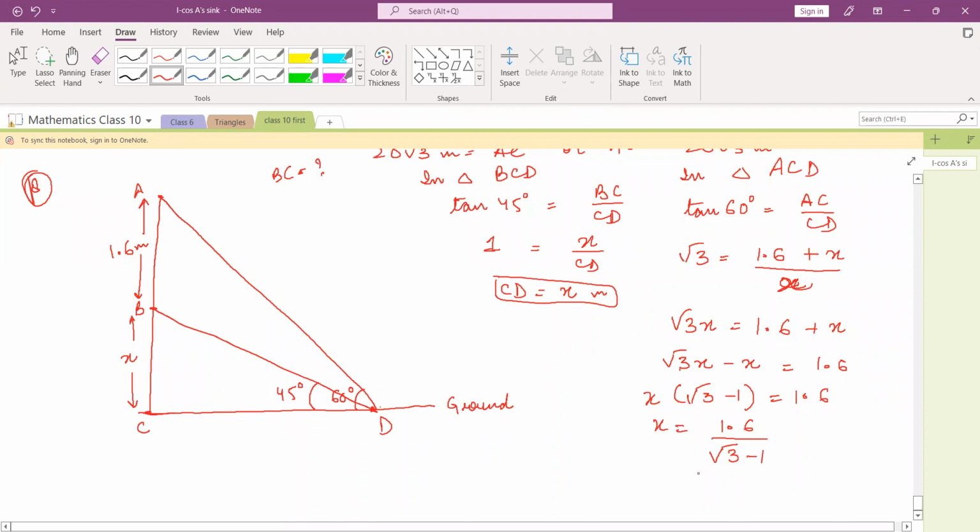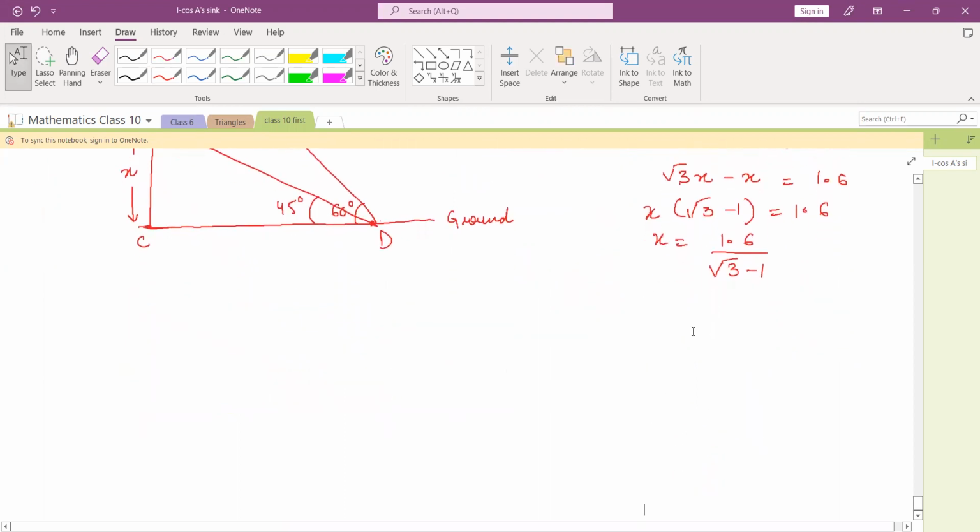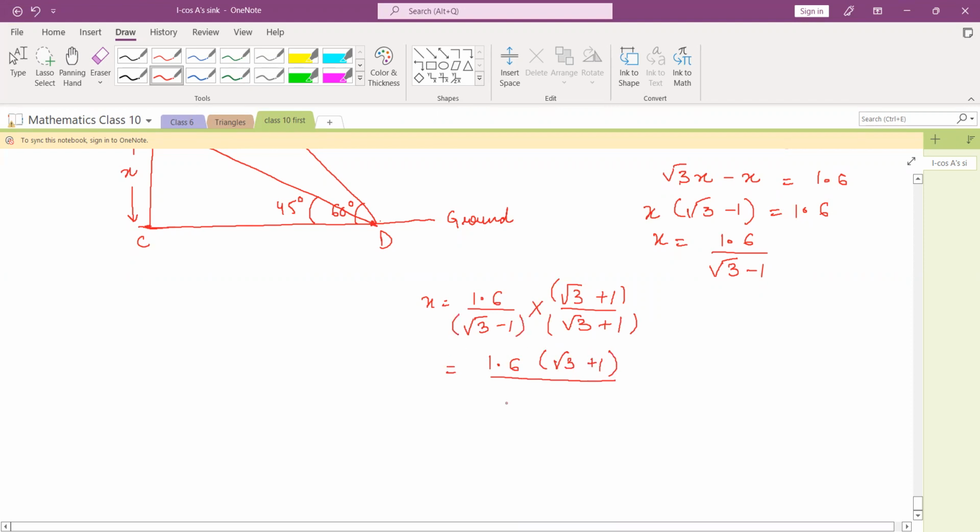When you have something like this in the denominator, we rationalize it. So you rationalize the denominator here. Now x is equal to 1.6 divided by under root 3 minus 1. Just multiply both numerator and denominator by under root 3 plus 1. Put a bracket. Now the denominator is a minus b into a plus b, so a square minus b square, so under root 3 square minus 1 square.